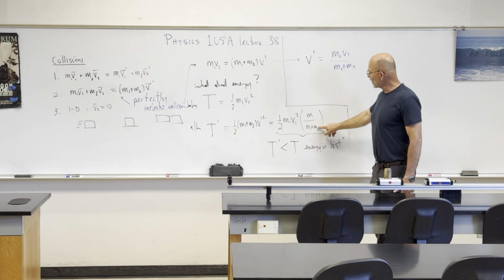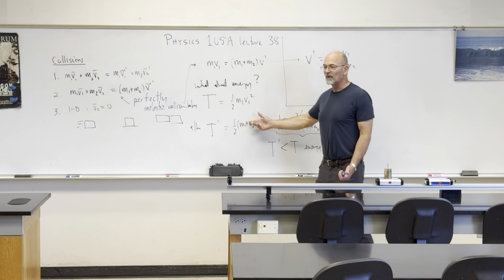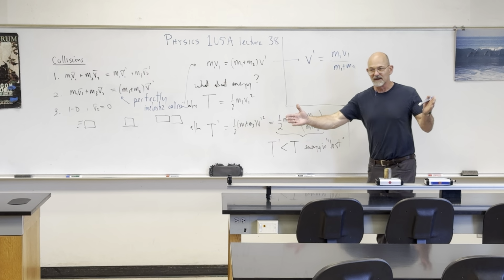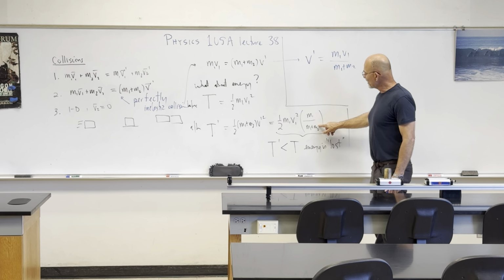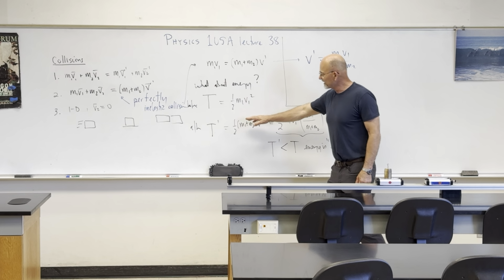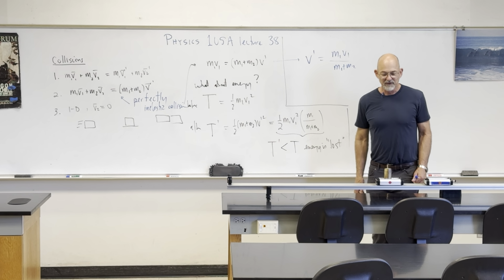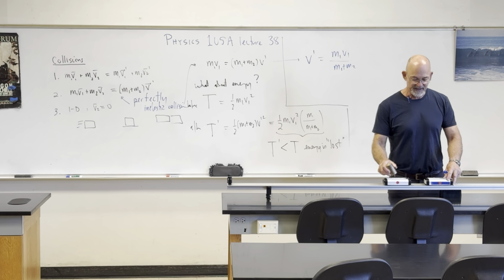If M2 is so large, it's going to be zero. It's going to come to a dead stop. If M2 is very, very small, the final kinetic energy and the initial are almost the same. So you have all these limiting cases, and these are pretty sensible.